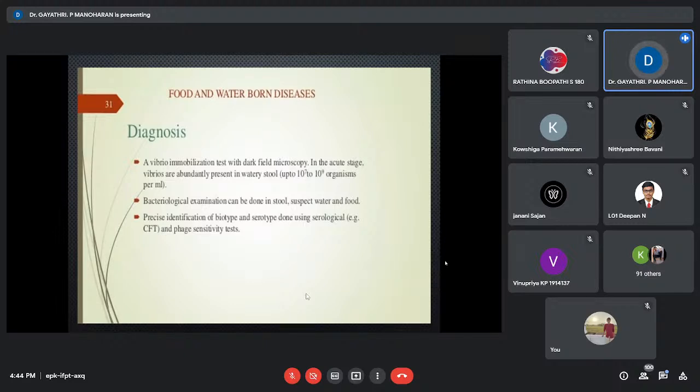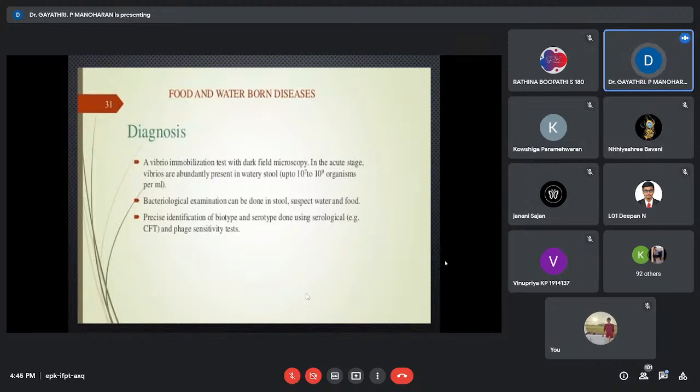So a vibrio immobilization test with a dark field microscope. Immediately we have to identify the organism by dark field microscope. A special type of microscope is called dark field microscope, which can be used to visualize the bacterial structure from the fecal matter. Okay. In the acute stage, vibrios are abundantly present in watery stool, around 10 power 7 to 10 power 9 organisms per ml. ஒரே ஒரு ml ல that much of organisms இருக்கும்னு சொல்றாங்க.